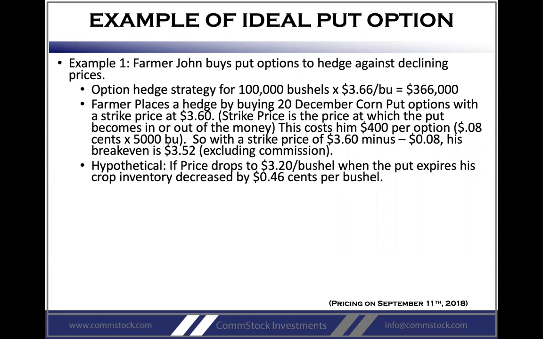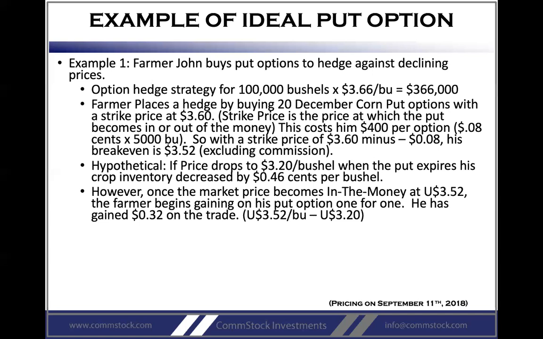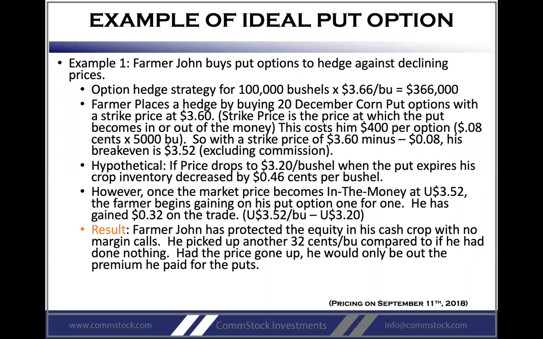So if the price drops to 320 a bushel when the put expires, your crop inventory decreased by 46 cents per bushel. So that's bad. However, once the market price becomes in the money, and we talked about that, when the price dropped below that strike price, when it became in the money at 352, the farmer begins gaining on his put option. And so he gained 32 cents on that trade.